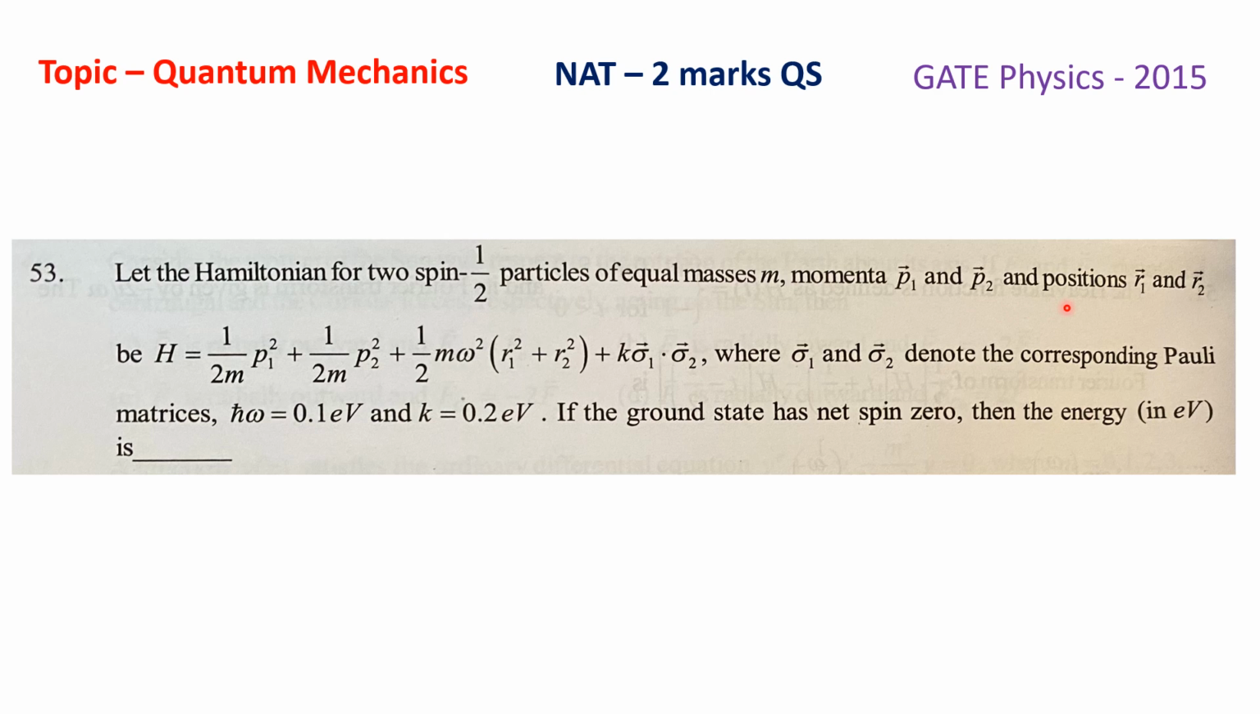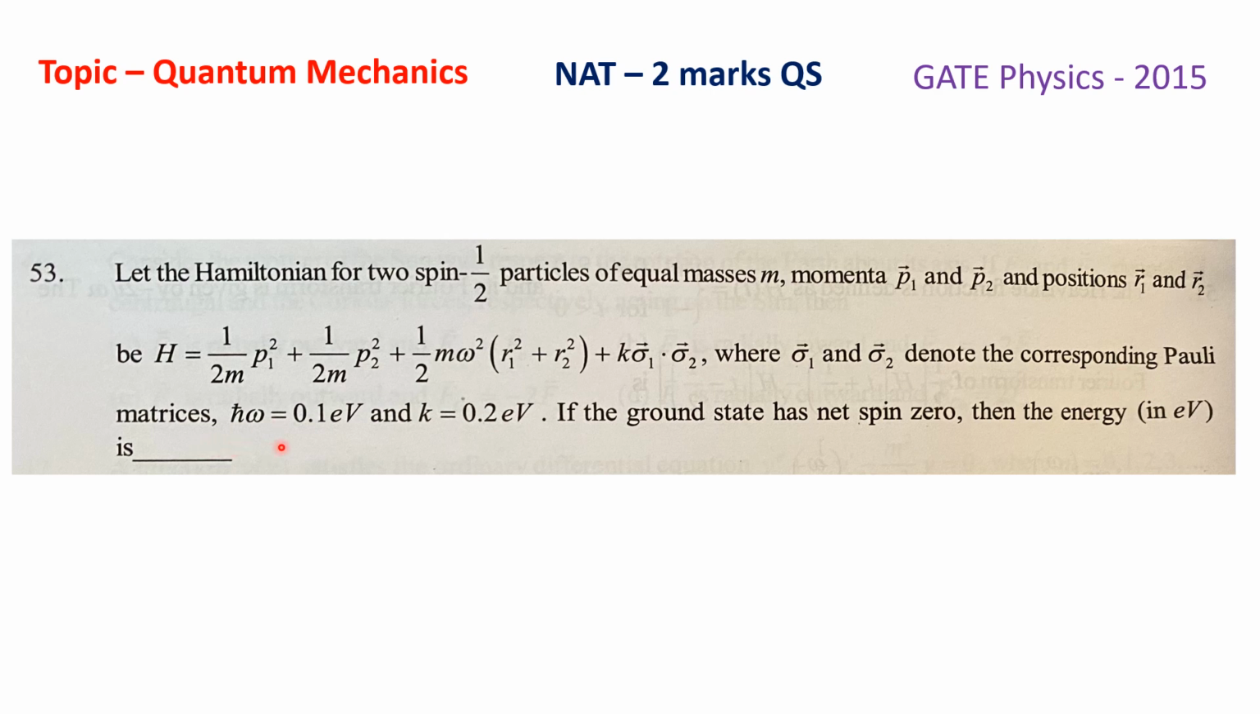vector, and positions r1 vector and r2 vector be H equals 1 by 2m times p1 square plus 1 by 2m p2 square plus half of m omega square times r1 square plus r2 square plus k sigma 1 dot sigma 2, where sigma 1 vector and sigma 2 vector denote the corresponding Pauli matrices.